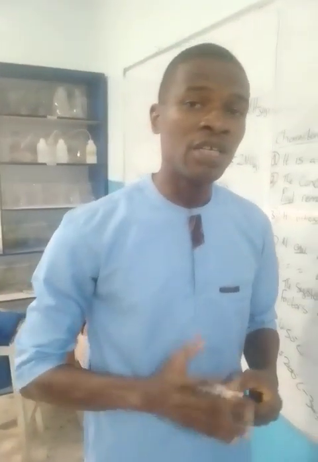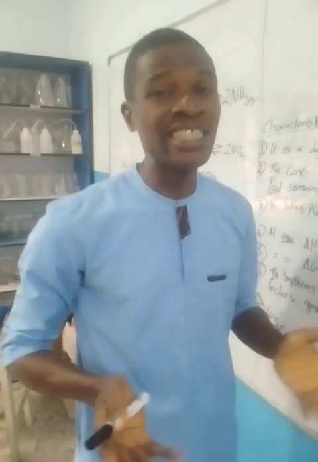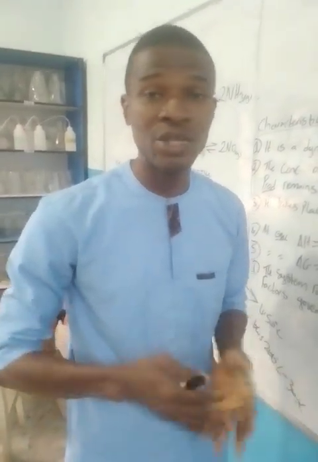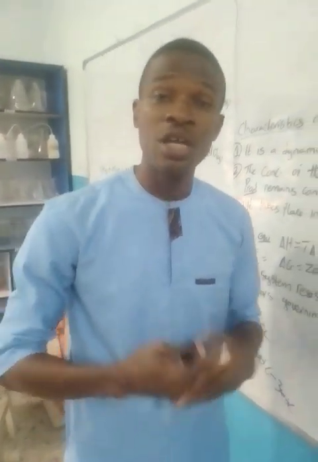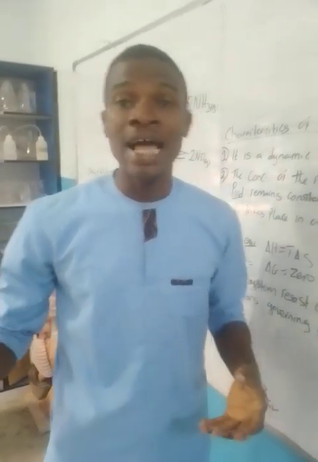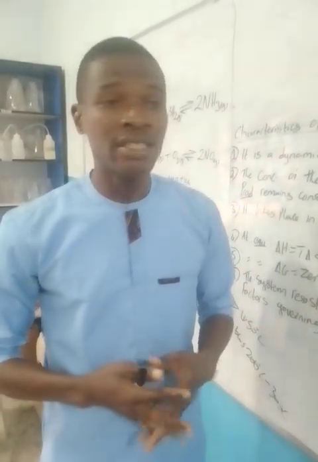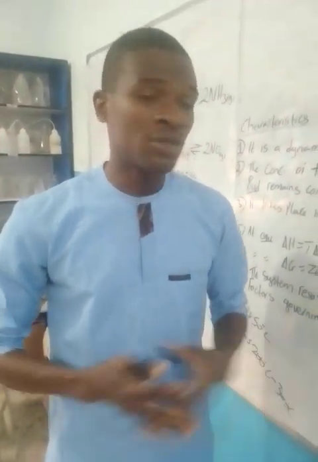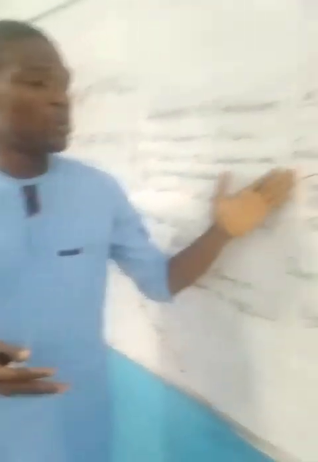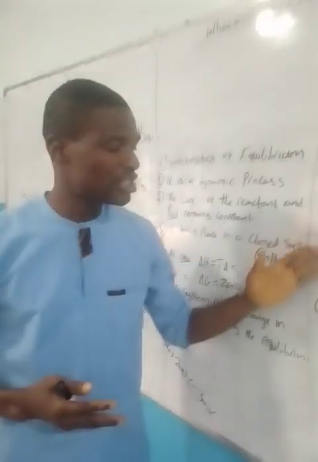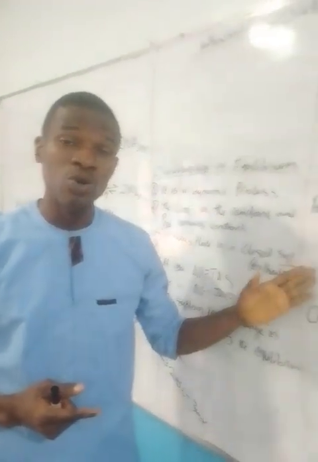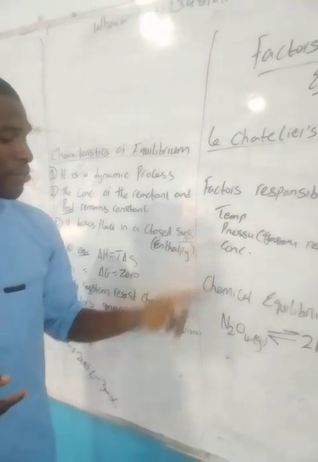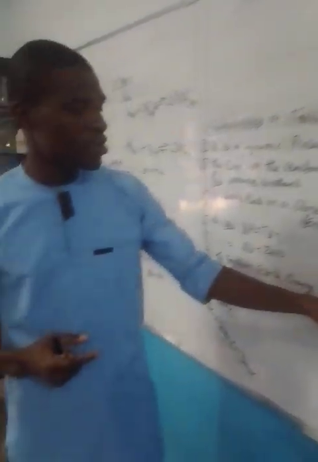Remember, in our last class we talked about factors affecting chemical reaction. We gave about 7 factors: temperature, pressure, concentration, light, catalyst, surface area, and so on. But out of all the 7 factors, we have only 3 factors affecting chemical equilibrium.